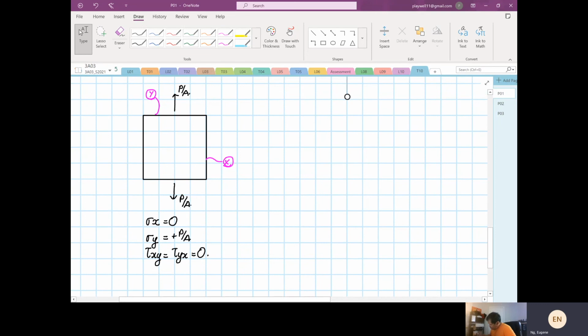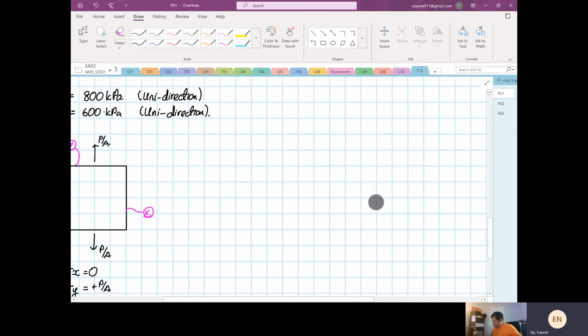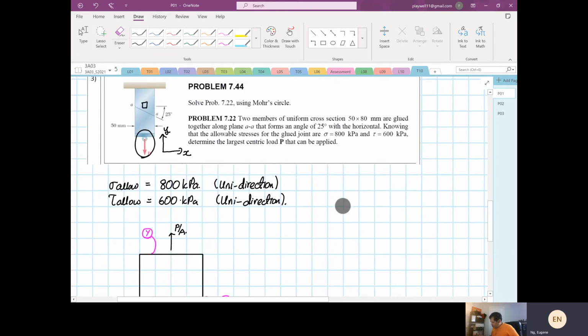So in fact, this element is at the principal plane orientation. This is because the shear is equal to 0. So we know about that, and there's nothing more we can do there. Then we are going to orientate the element at 25 degrees.